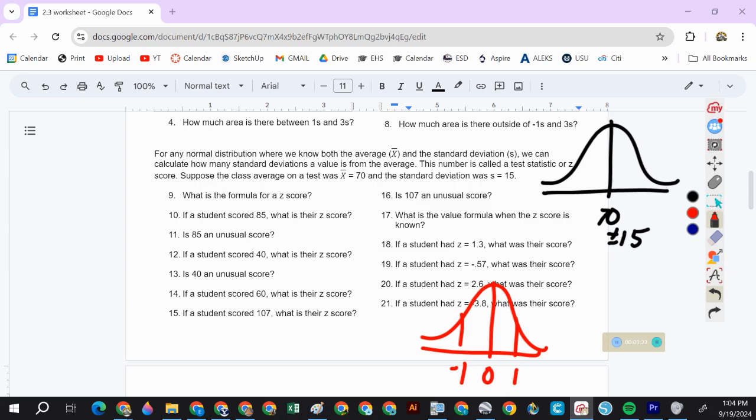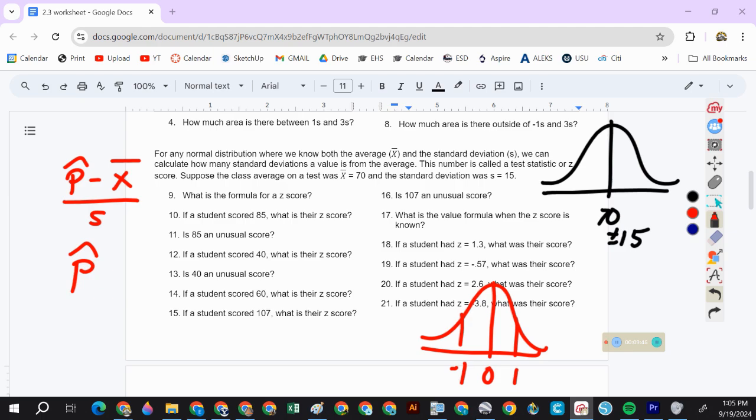Okay? How would we do that? Well, we take our value, which is p hat. Okay? So our p hat is going to be minus the average and divided by the standard deviation. That's the formula.